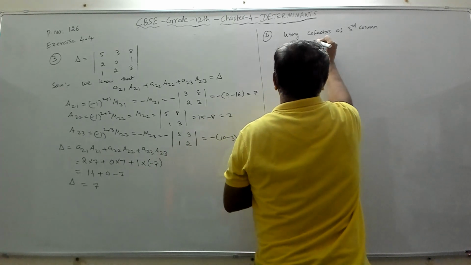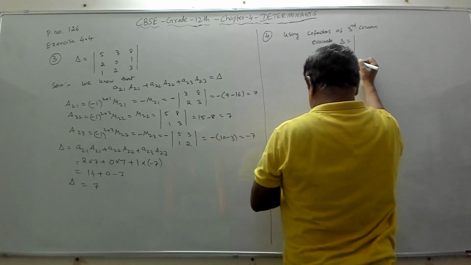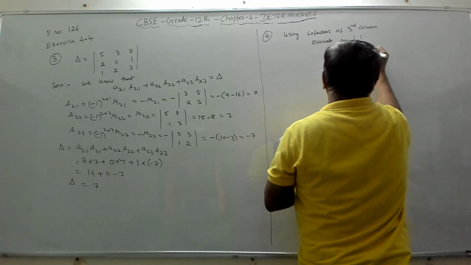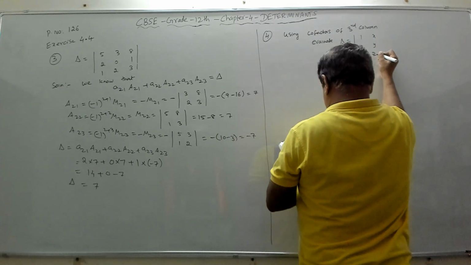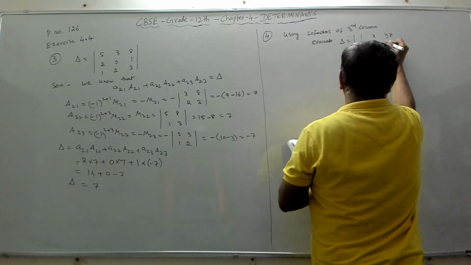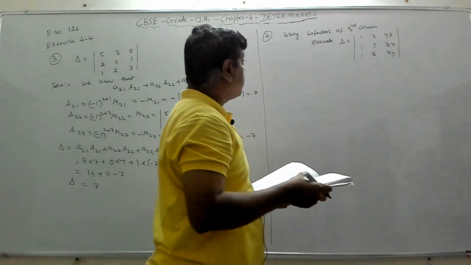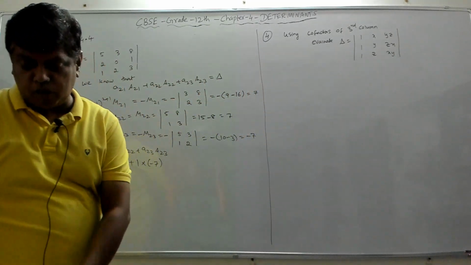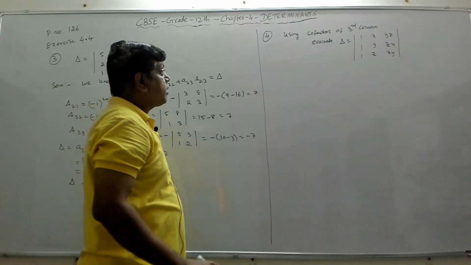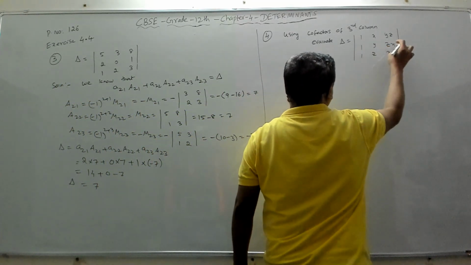Right? We have to evaluate delta equal to the determinant 1, 1, 1, x, y, z, yz, zx, xy, using the cofactors of the third column. Now let's try to find the cofactors of the third column. What are the cofactors of the third column? This is the third column. We have to find the cofactors of all these.